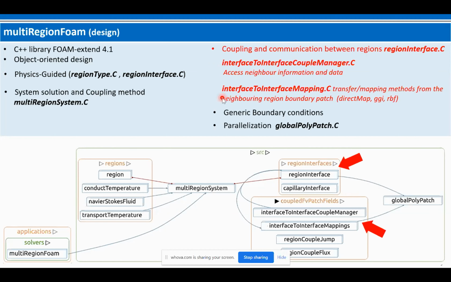Next, the interface to interface mapping, reused from solids for foam, which allows for different transfer and mapping methods, for example, direct map, GGI, and so on. The generic boundary conditions I have introduced earlier are here. Next one, parallelization, which we will talk about in a minute in the next slide.